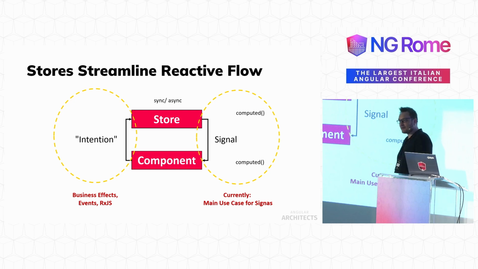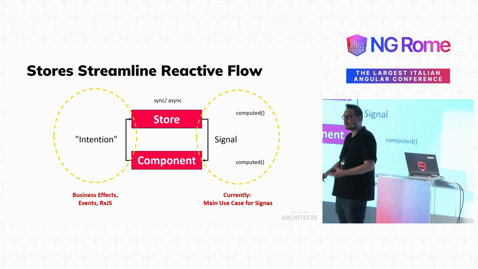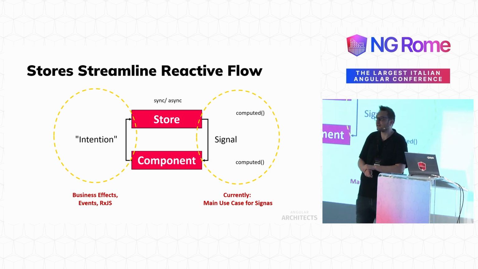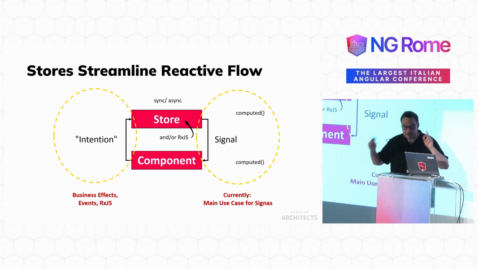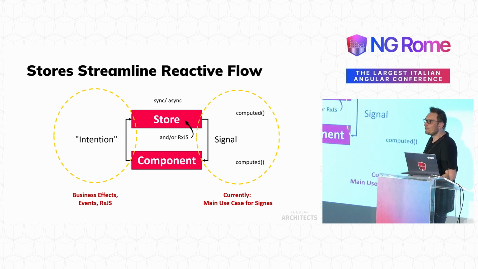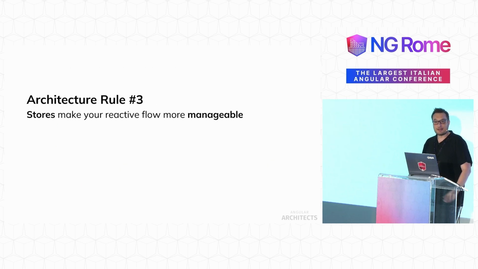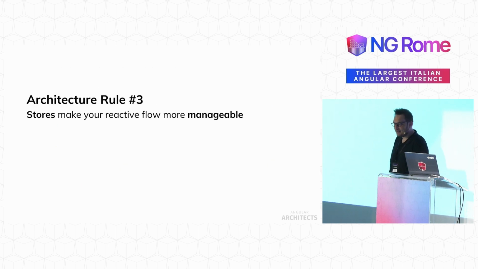And in the middle, we have the asynchronous actions that can also not be done by signals. So we need to offload them to a store and/or do RxJS. Since I keep this in mind, my life with signals is far easier. And this brings me to my last architectural rule, and this rule is: stores make your reactive flow more manageable.